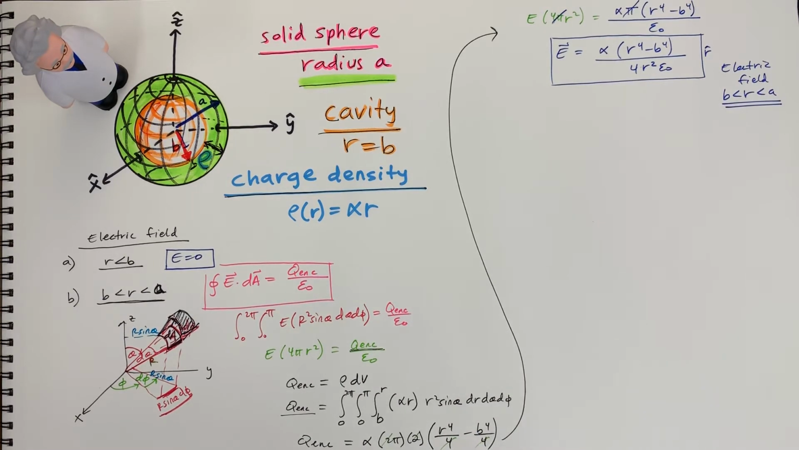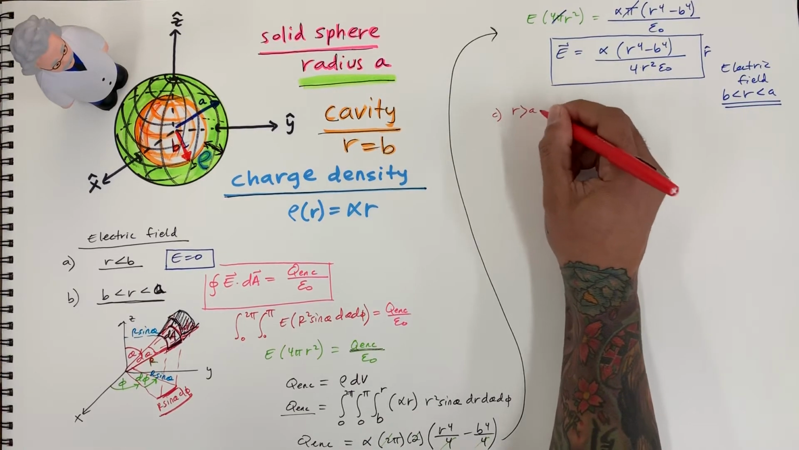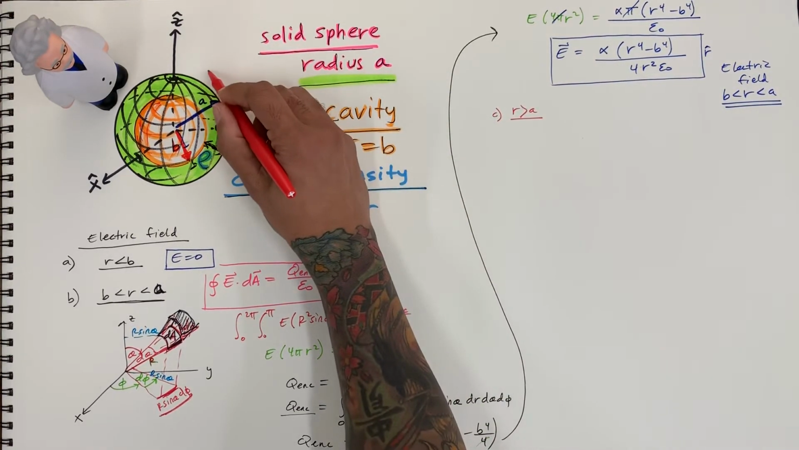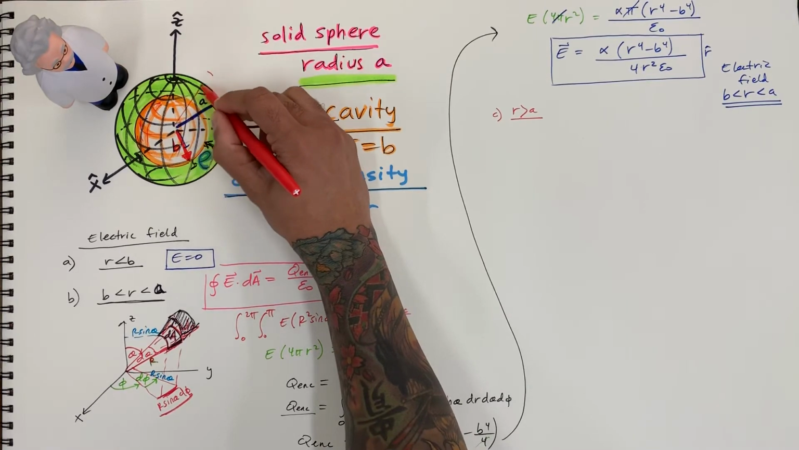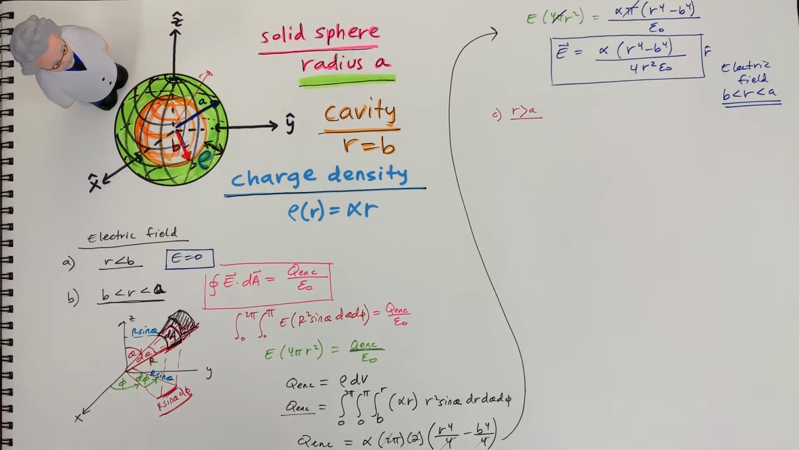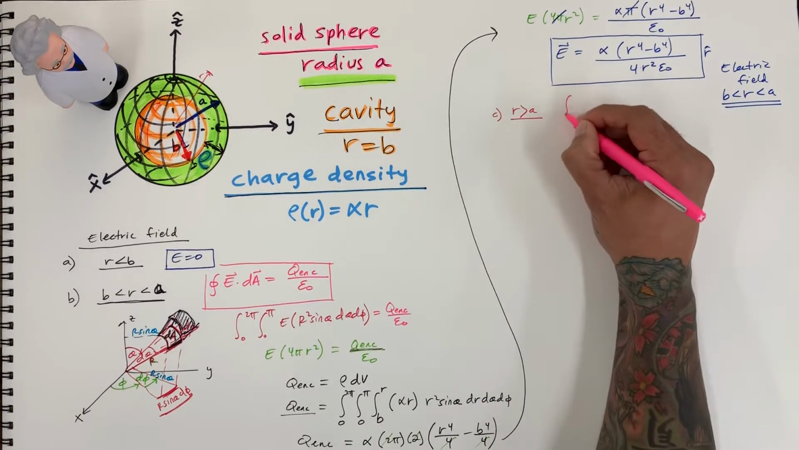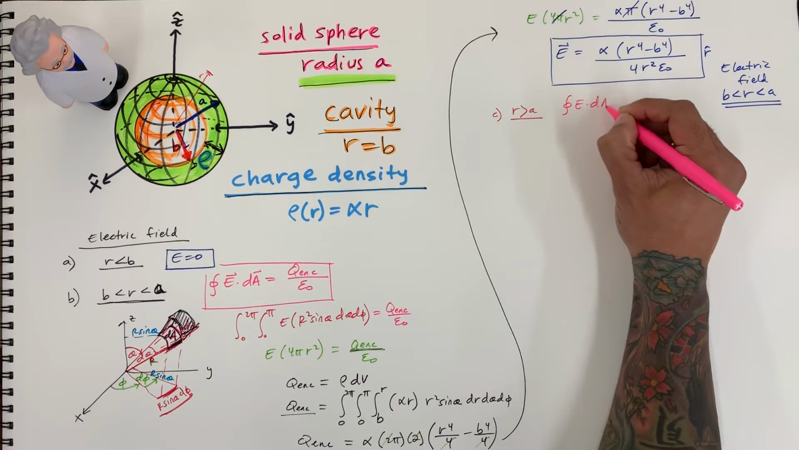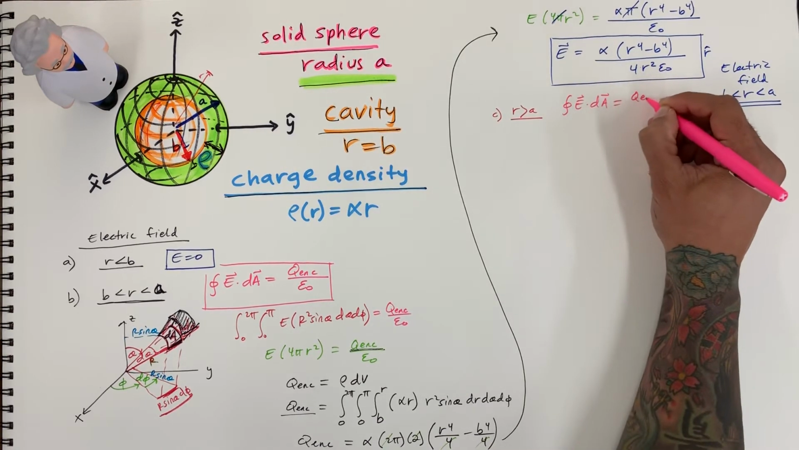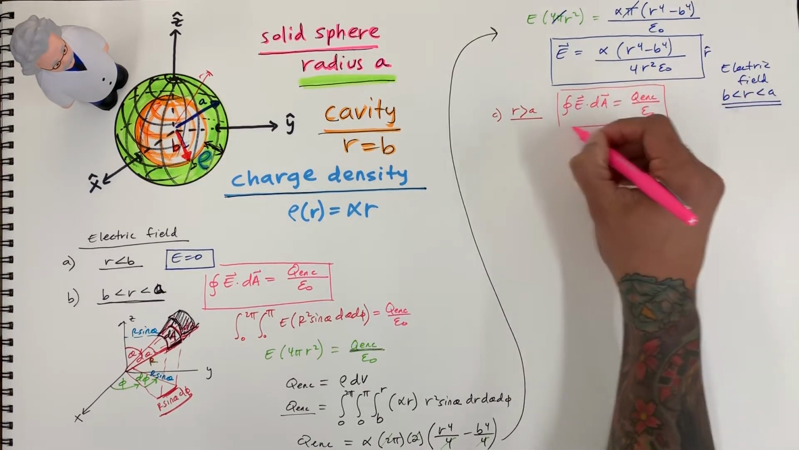Okay, so now let's find the electric field for the last part, C, which is going to be the radius greater than A. So some region out here that is greater than A. So this is what we're interested in. So starting off with Gauss's law for the electric field equation: Q enclosed over epsilon naught. Okay, starting off with this.